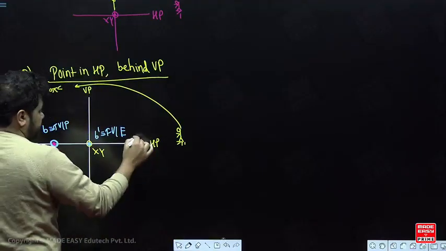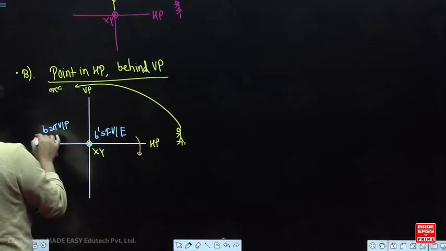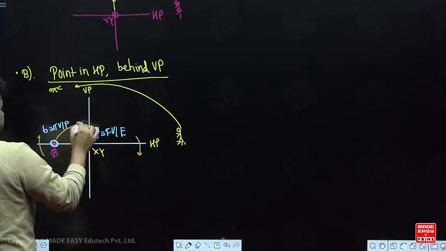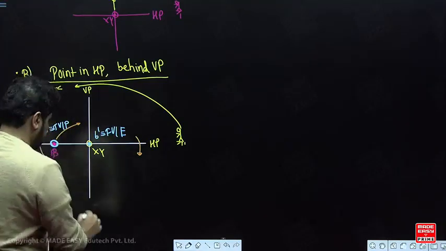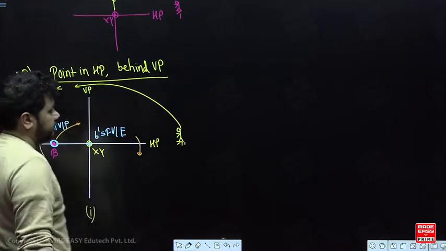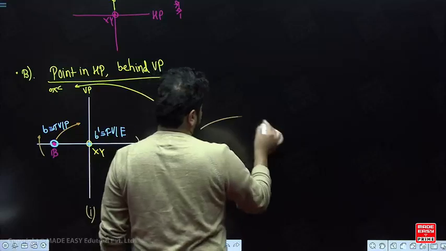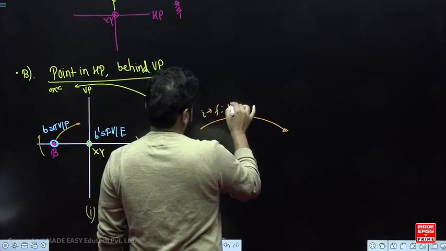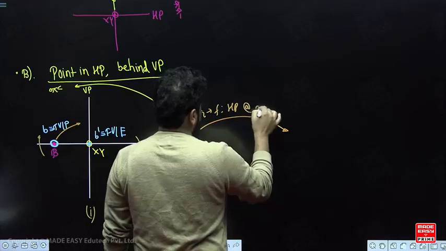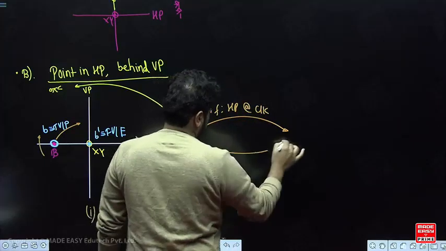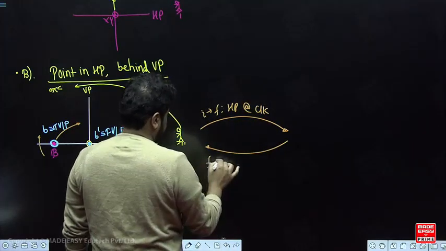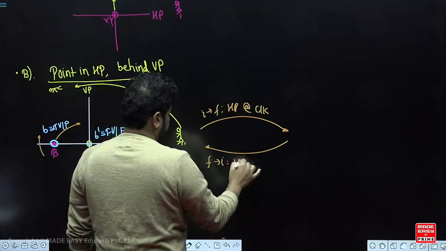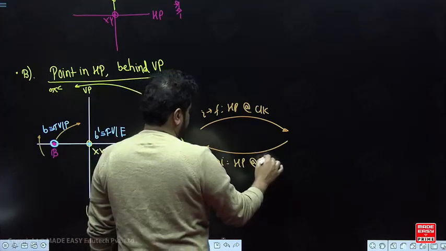Now we know that HP is rotatable. So if I rotate it, what will happen? This point will go up, isn't it? So this is the initial or 3D view. Now again the same funda I will use: when going from initial to final, HP needs to be rotated clockwise, and similarly if I rotate from final to initial, HP needs to be rotated anti-clockwise.